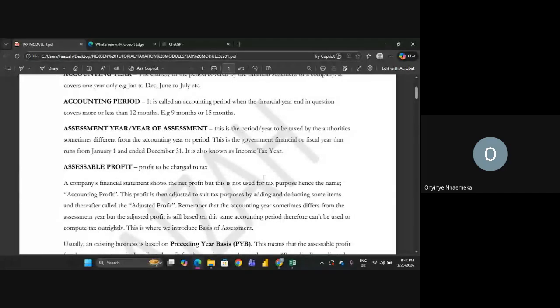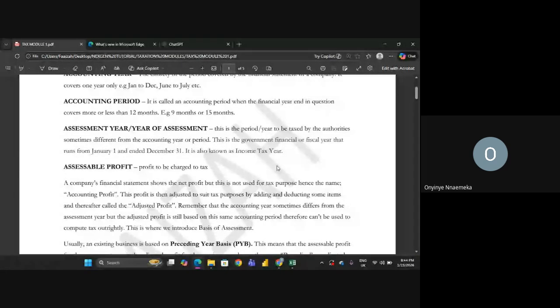So you've done your financial statement, you have your financial statement with you. Now the government wants to tax that financial statement. The year that the government decides to tax you is the year of assessment. Just say it is the government tax year for you, something like that, right? Then the assessable profit is the profit that we want to charge to tax. The profit to be charged to tax. That's the assessable profit. I hope you all understand this definition.